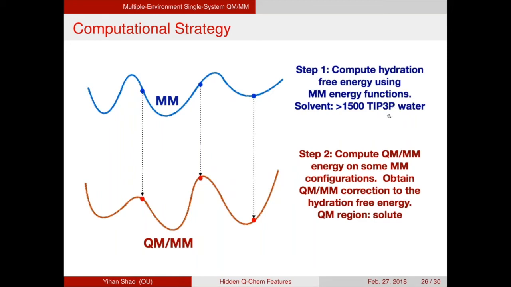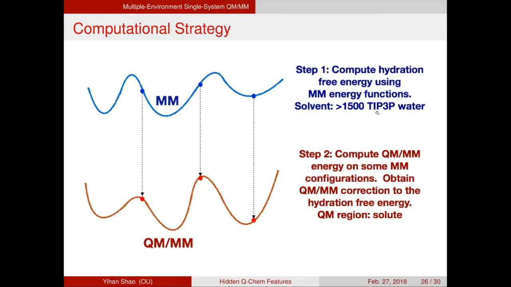In this particular case, we use the TIP3P model to describe the water molecules. Namely, it's a 3-point model where we have a negative charge on oxygen and 2 positive charges on hydrogens. The first step is we use molecular mechanics to compute hydration energy. We run molecular dynamics. We put the solute into a box of 1500 plus water molecules.